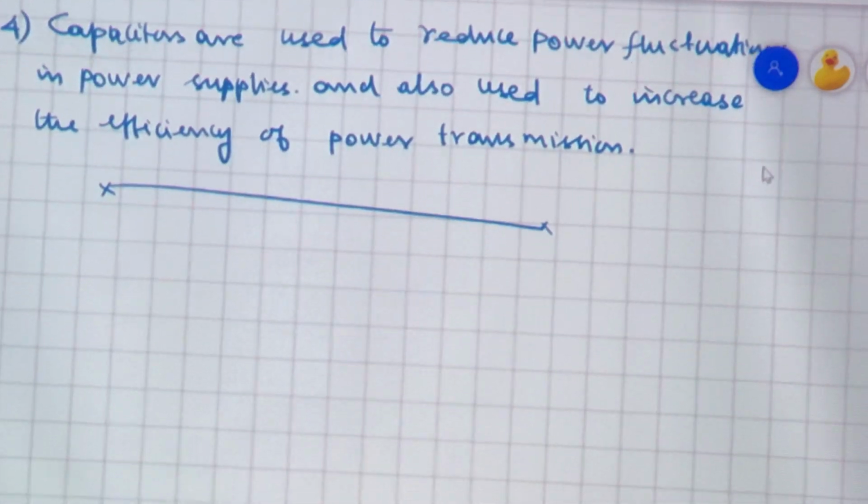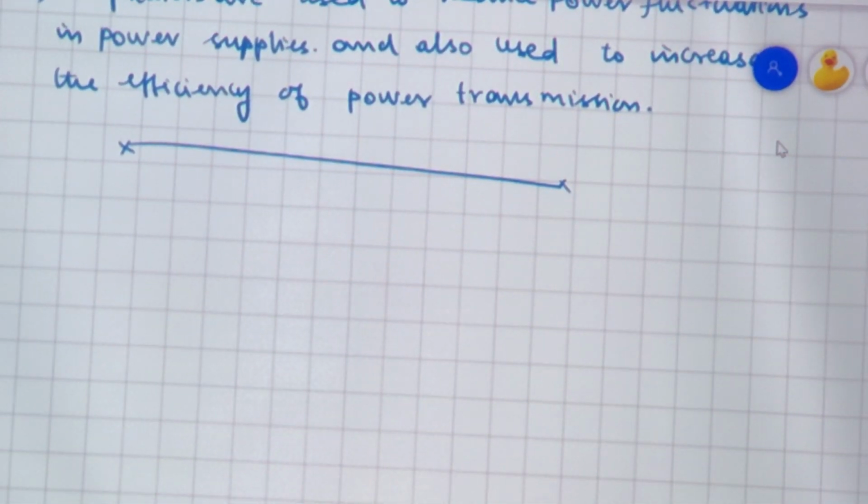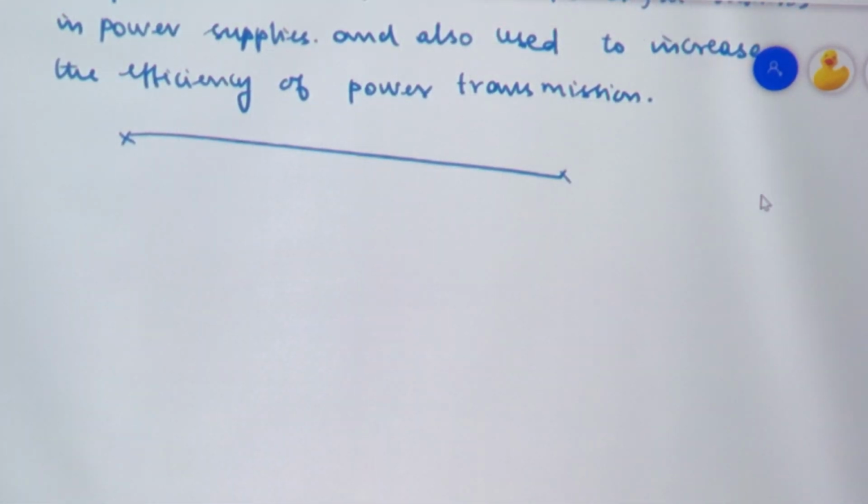We can consider this in our home or in household appliances. In order to avoid damage to household appliances, we use stabilizers. In those stabilizers, the voltage fluctuations are minimized using capacitors. This we are taking as some of the applications of capacitors.